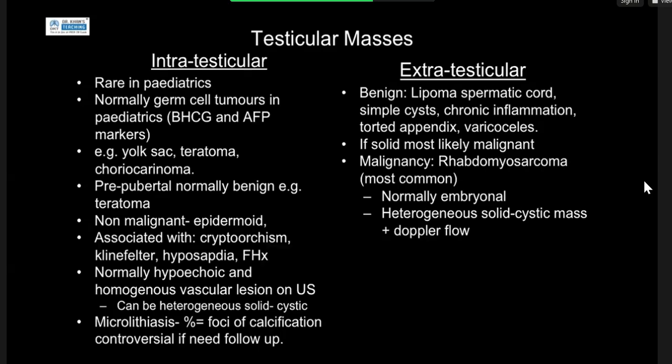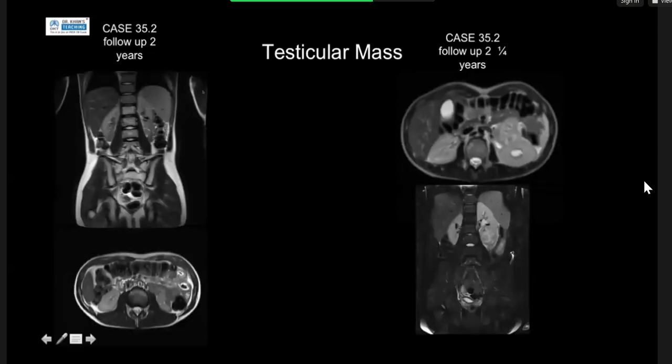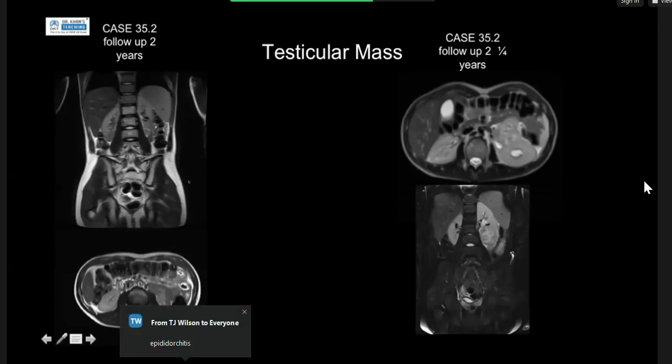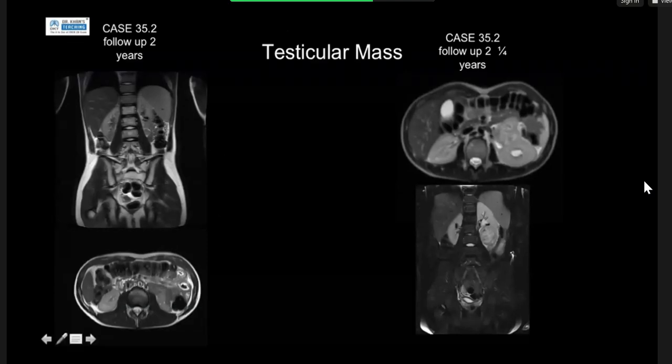I just wanted to show you that this patient had the mass removed and had chemotherapy, and then as part of their routine follow-up, imaging done 2 years later found a lesion at the inferior aspect of the left kidney. Within about 3 months it had grown quite large, and it was found to be a metastatic deposit from their rhabdomyosarcoma.